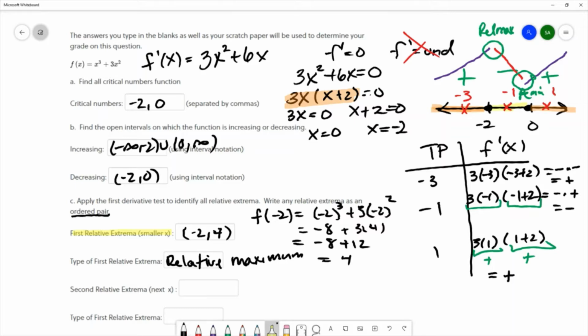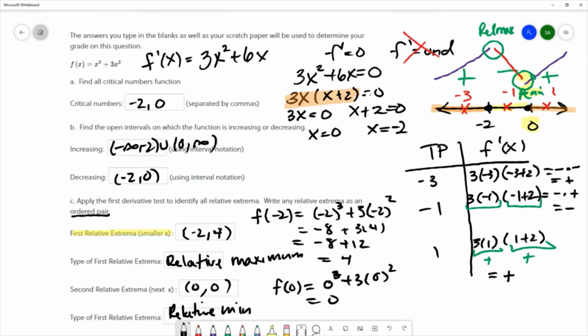Then the other value created a relative minimum, and that was at 0. And I need to know the y-coordinate, so I'll substitute that into the original function. That's 0 cubed plus 3 times 0 squared, which is 0. So the ordered pair 0, 0 is a relative minimum for this function.